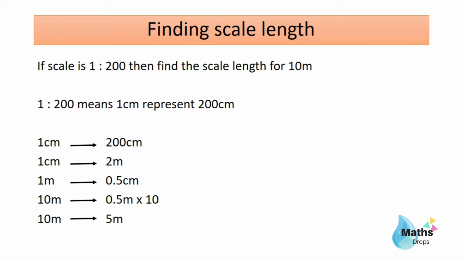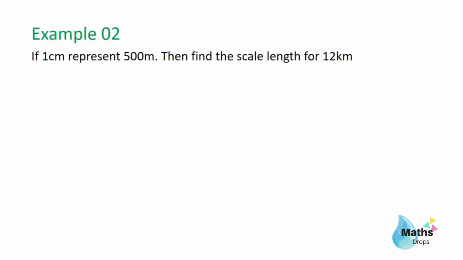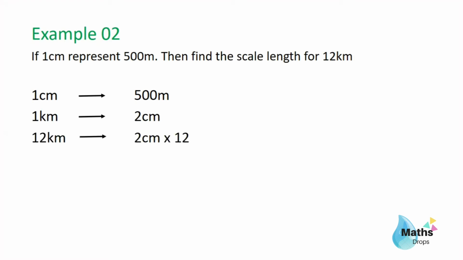Let's try another. The example says if 1 centimeter represents 500 meters, then find the scale length for 12 kilometers. From the problem we can get that 1 centimeter represents 500 meters. So we can write it as 1 kilometer represents 2 centimeters. Therefore 12 kilometers is represented by 12 into 2 centimeters, which is equal to 24 centimeters. In the same way we can find actual and scale lengths using a scale.